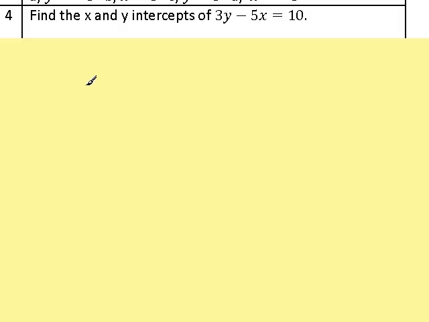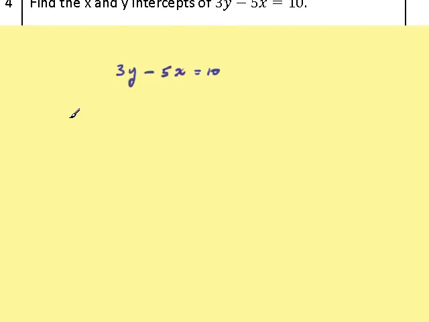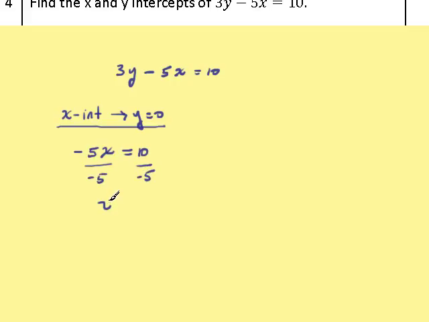In number 4, we want to find the x and y intercepts of this line. 3y minus 5x is equal to 10. So to find an x-intercept, what we do is we substitute y equals 0. So let's do that. If we substitute y equals 0, this entire term will be 0, and we are left with minus 5x is equal to 10. Now divide by minus 5, and we have x is equal to negative 2. So our x-intercept is minus 2 comma 0.